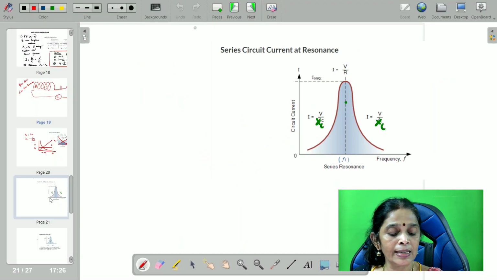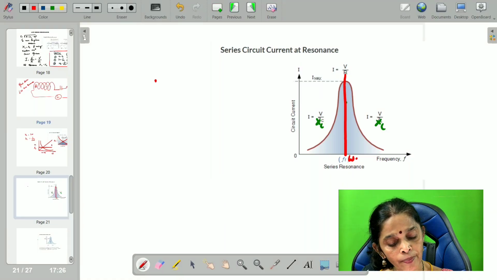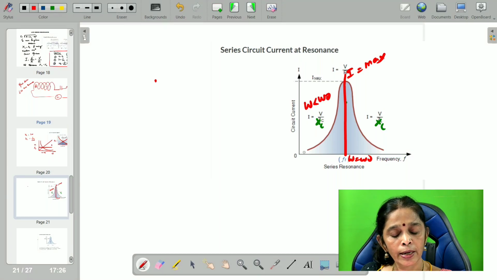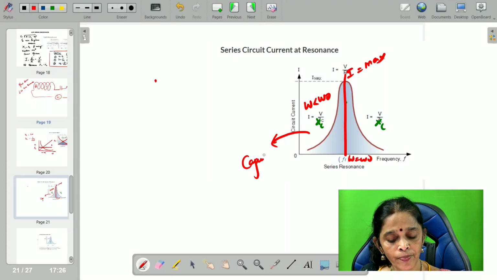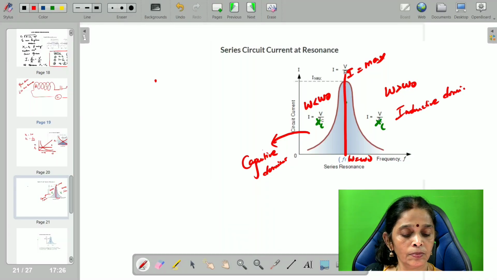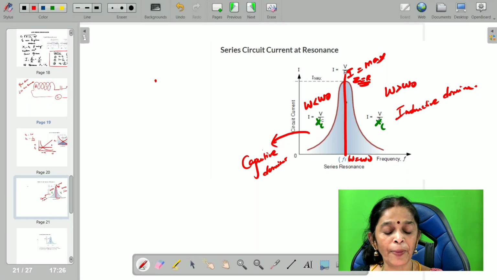And then the resonance graph. Why is the resonance graph like that? At omega equal to omega naught, the current is maximum. When omega is less than omega naught, the current keeps on decreasing, so you can call it capacitive dominated. And when omega is greater than omega naught, it is inductive dominated. So in a resonance graph, at the maximum point, Z will be equal to R. At resonance, Z will be equal to R at the peak value.